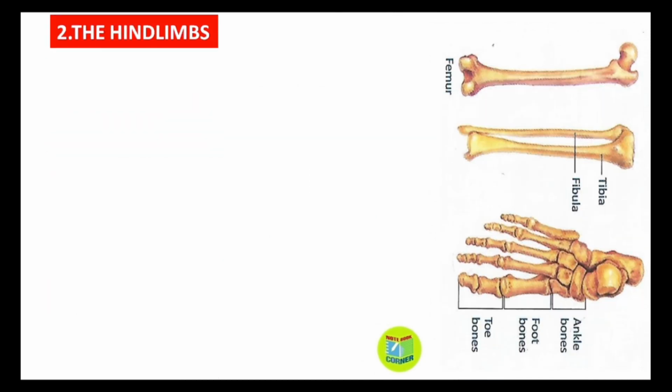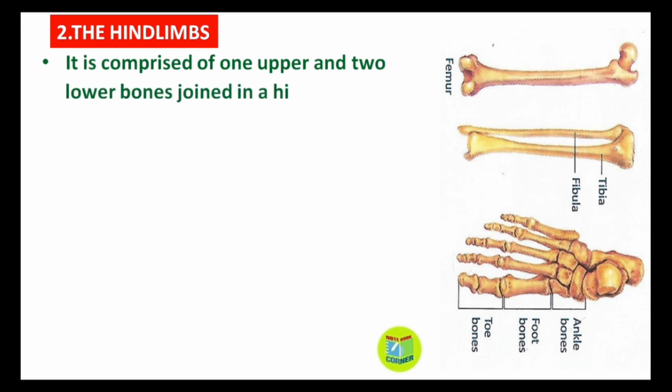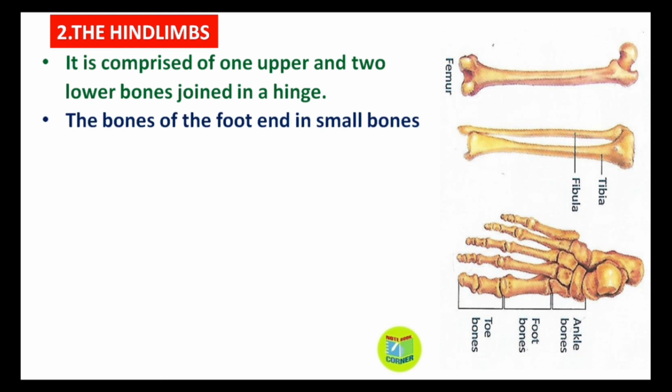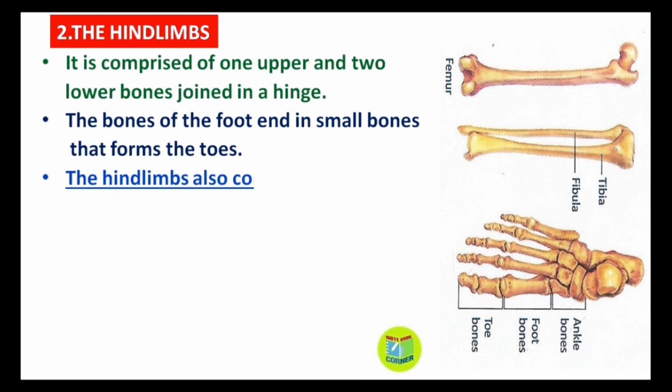The second one is the hind limbs. It is comprised of 1 upper and 2 lower bones joined in a hinge. Once again, the hinge means a joint which moves in one plane like the door of our room. The bones of the foot end in small bones that form the toes. The hind limbs also contain 30 bones each.